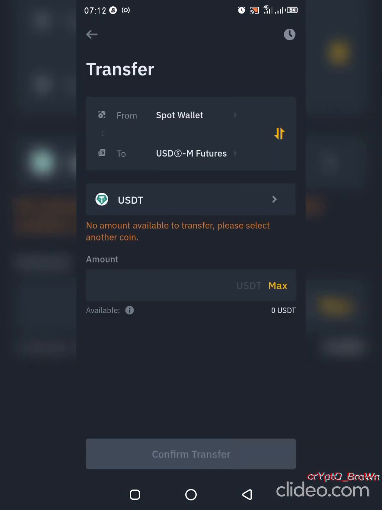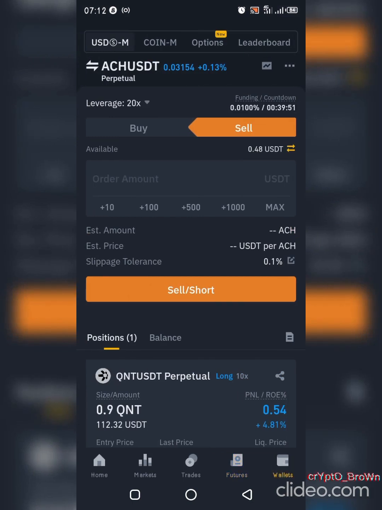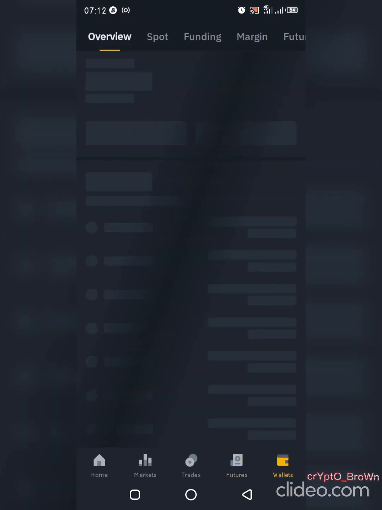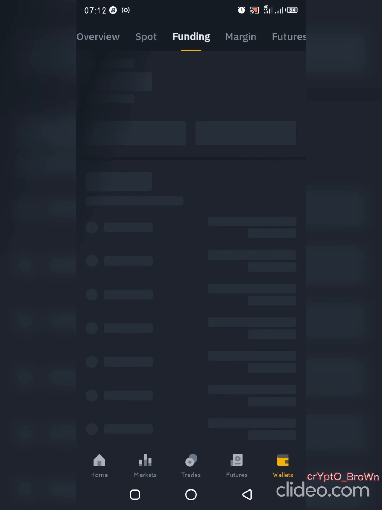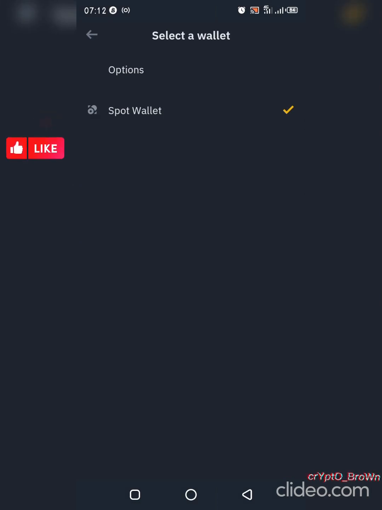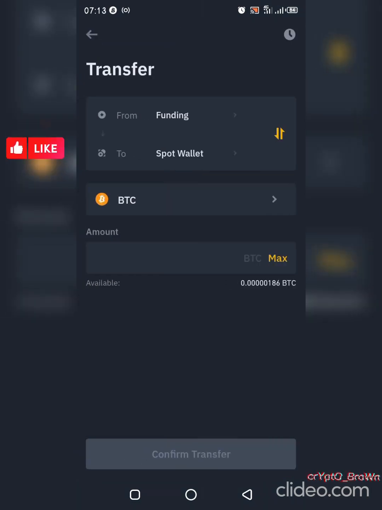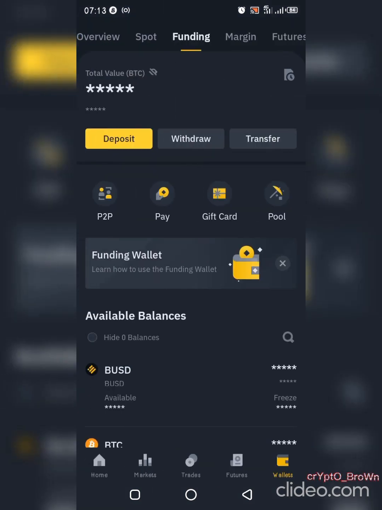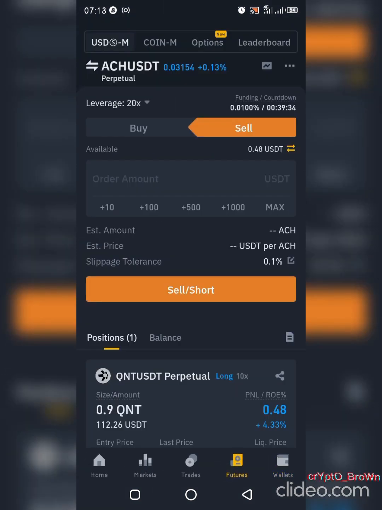If you want to transfer from funding, go to the funding account. You go to your funding account over here and you select transfer. When you select the transfer, it will ask you where you want to transfer it to, either the spot or into your futures. So you transfer into the spot and then you move into the futures trading account. Let's move on.